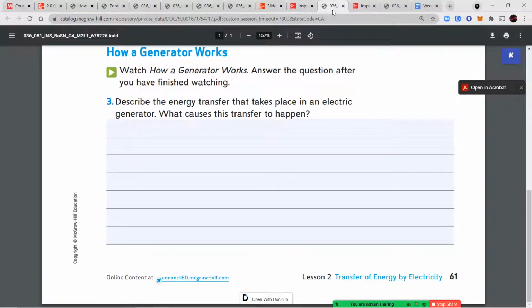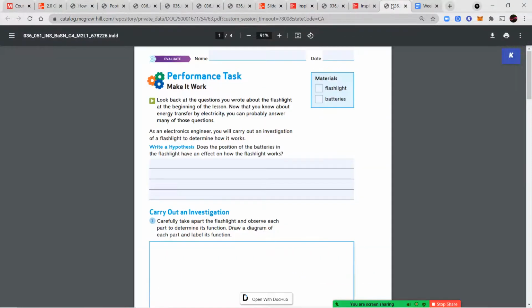Once you're done, you can go ahead and answer the question at the bottom of page 61. Describe the energy transfer that takes place in an electric generator. What causes this transfer to happen?